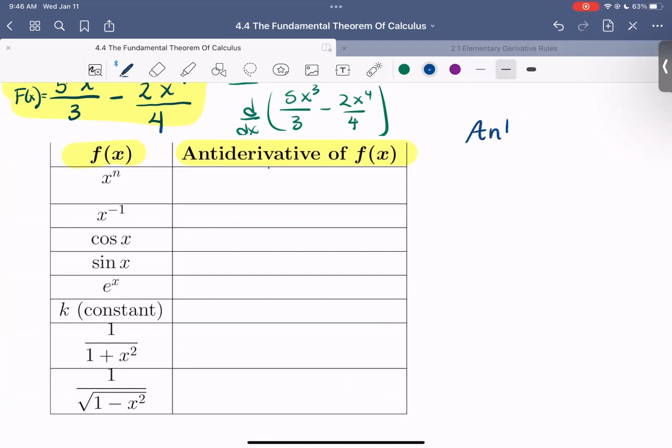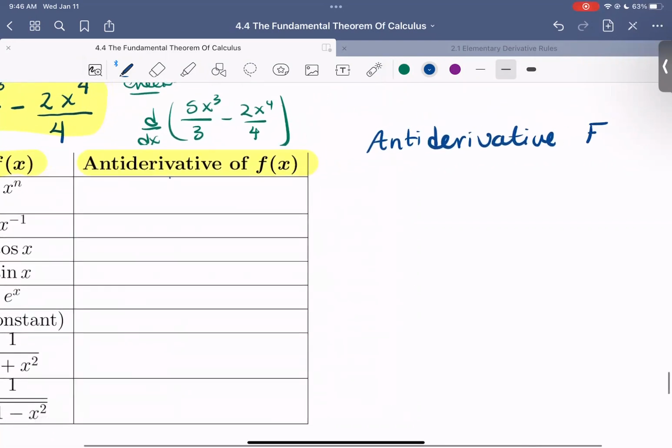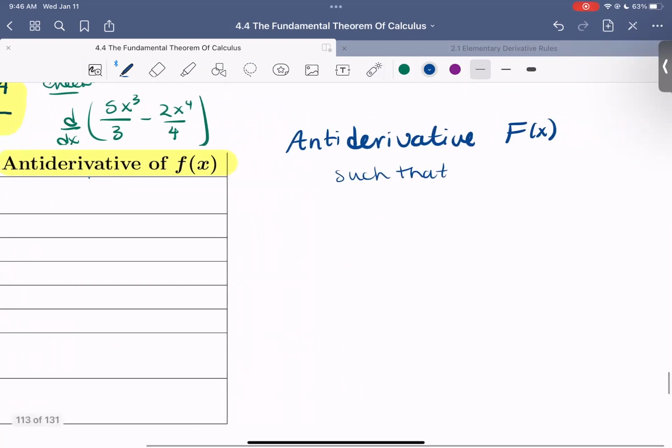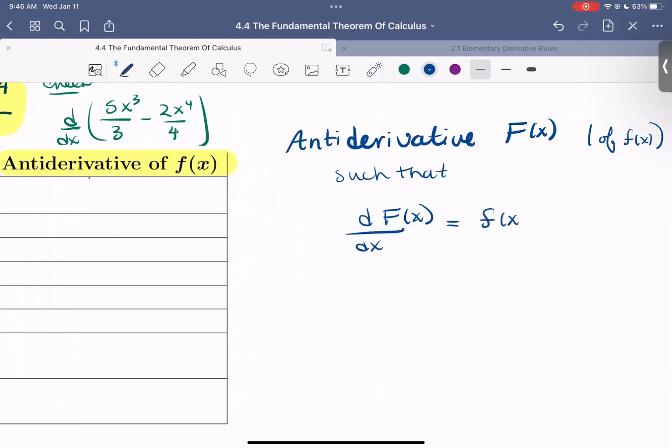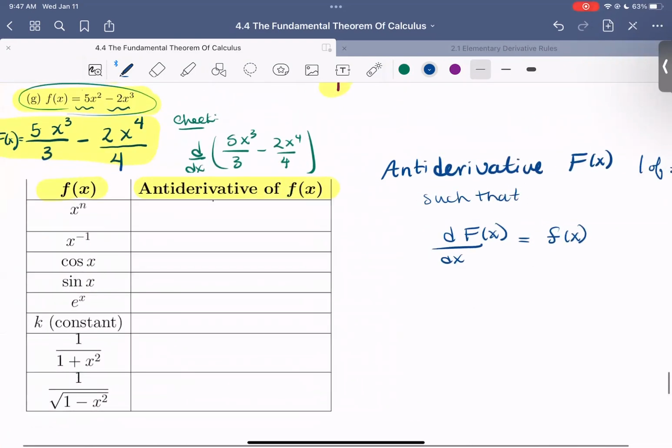So what is an antiderivative? Well, an antiderivative, let's call it big F, of a little function f of x is a function such that the derivative of big F with respect to x is equal to little f. So we want to know what function has the derivative of the little f function given.